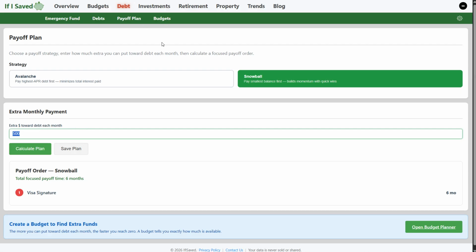And then last but not least, one way to do this is to find extra funds, and that would be to go to the budget planner and find ways to reduce your expenses so that you can pay off these debts faster, because really the best way to pay off debt is to get serious about it and to cut back while you're paying off this debt, so you can get out from under it as quickly as possible.